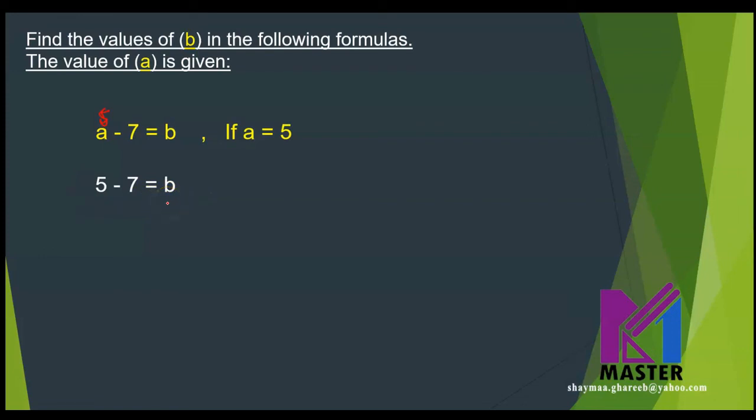So what do you think? 5 minus 7. The answer will be a negative number because the biggest number has a negative sign. And then we are going to find the difference. So it will be negative 2. Then B equals negative 2.